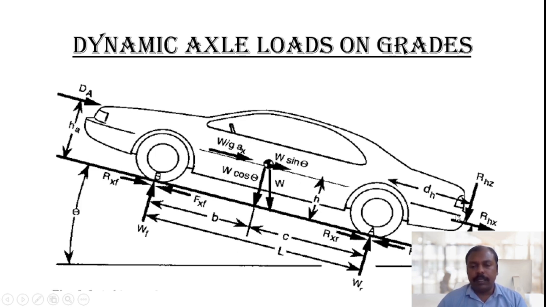If the vehicle is hitched to a trailer, there are two components acting due to the hitch of the trailer. One is the horizontal component RHX, another one is the vertical component RHZ. The vertical component RHZ is located at a distance of DH from the rear axle, and the horizontal component is located at a height of HH from the ground. So these are the forces that make the movement and that resist the movement of the vehicle.